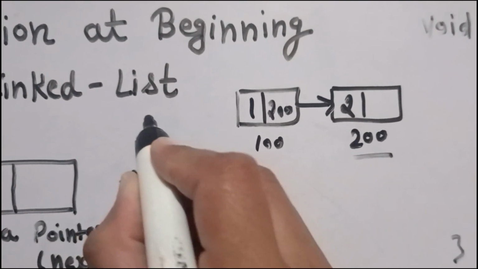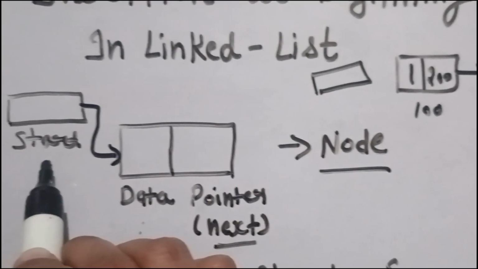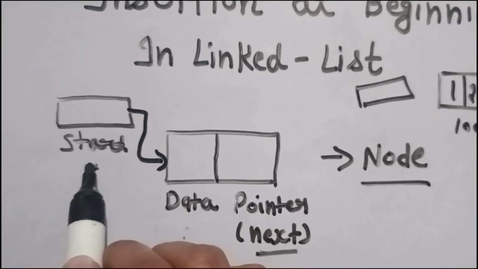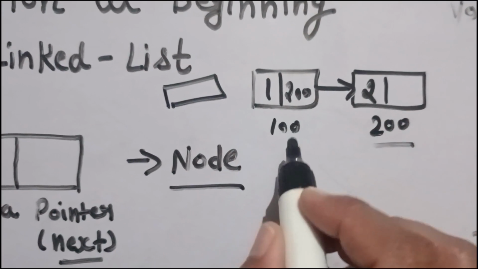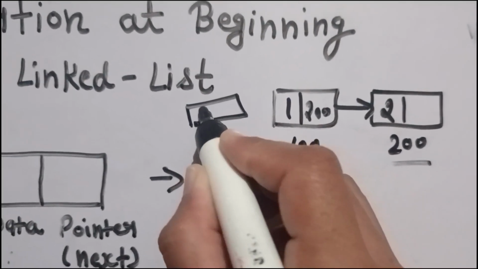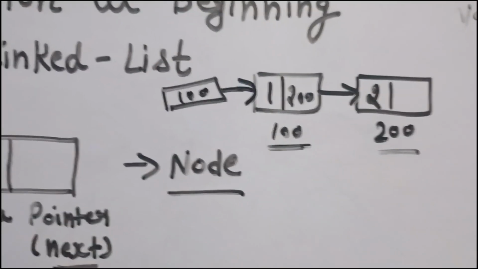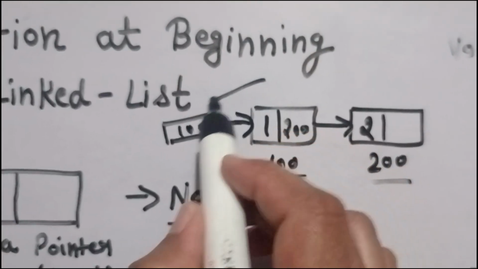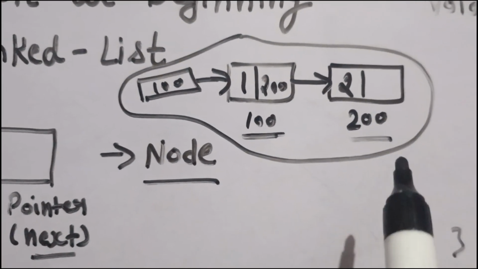I already told you that there is another pointer called start. Start is going to store the address of the first node. Our first node is this, so the address of the first node is 100, so 100 will be here. And now this is connected to this node. So this is how the nodes in a linked list are connected with each other.